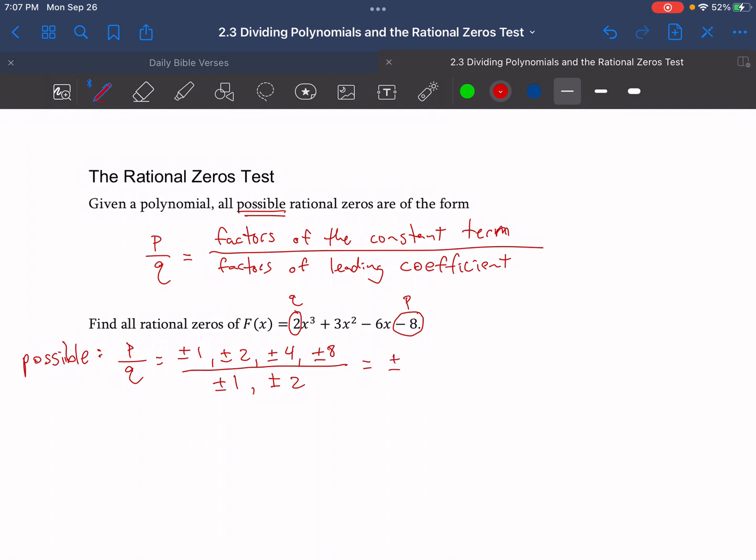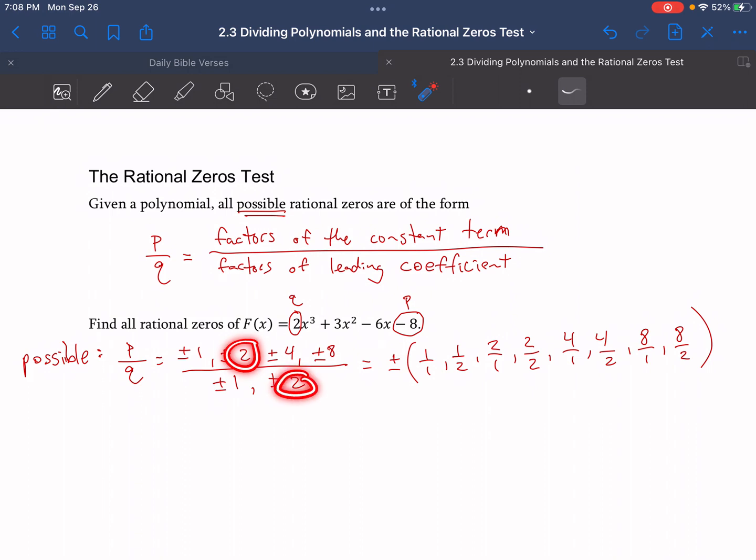We can reduce this by making all these possible fractions. So we're going to have positives and negatives of every single one of these. We can have the 1 over 1, the 1 over 2, the 2 over 1, the 2 over 2, the 4 over 1, the 4 over 2, the 8 divided by 1, and the 8 divided by 2. So those are all our possible combinations, and so on and so forth, all the way down. And then plus or minus of each of them, because we'll get positive and negative versions of both.